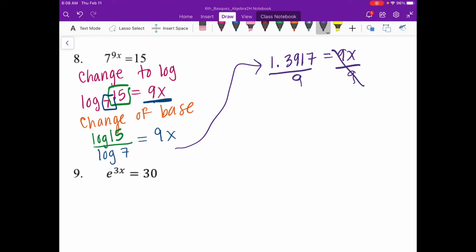We're going to divide both sides by 9, and I get x equals 0.155. Okay, so this time the x is not perfect, but this is the only way we can really solve this one because it's not going to be a nice exact answer. And again, this was because I wasn't able to change that 15 into a base of 7, so then I could just set the exponents equal to each other like we did when we solved with exponential equations.